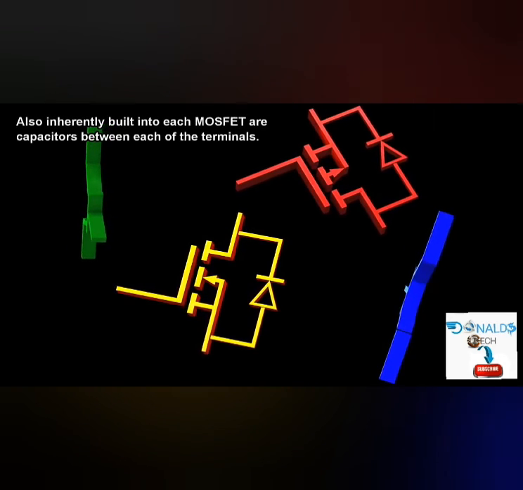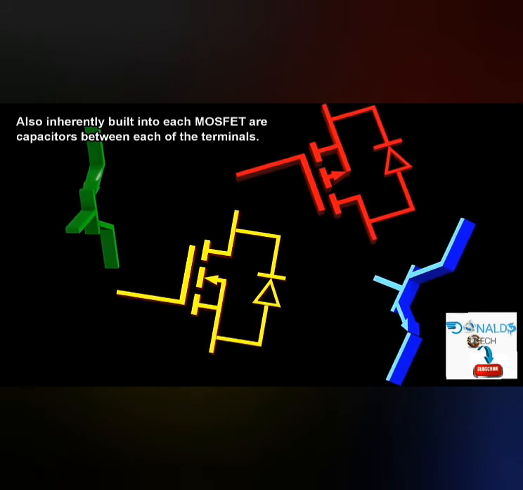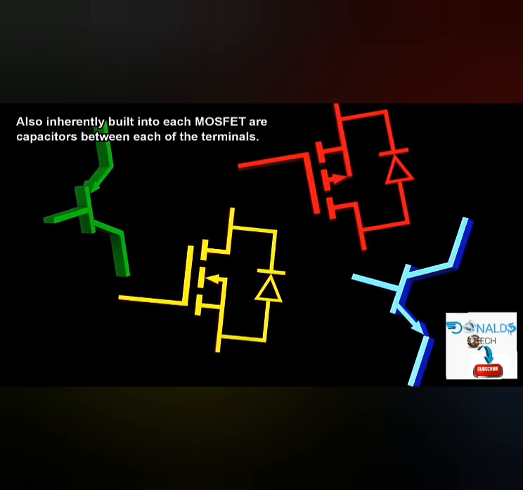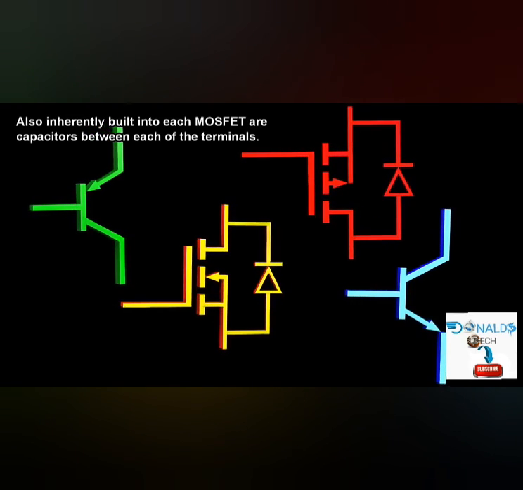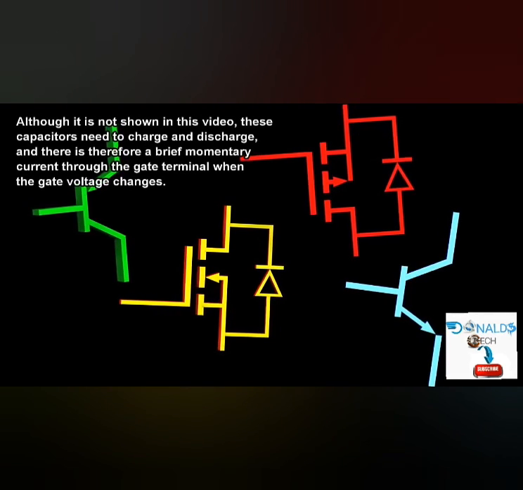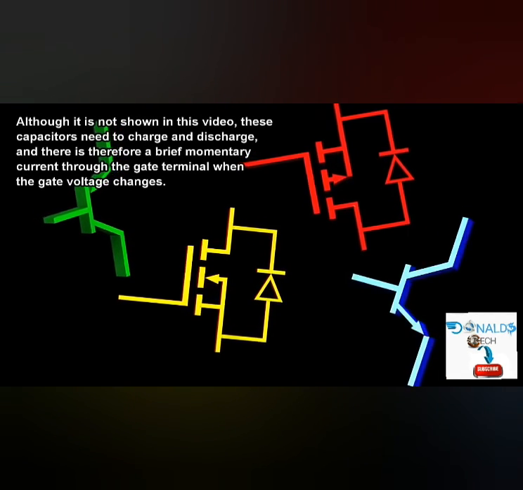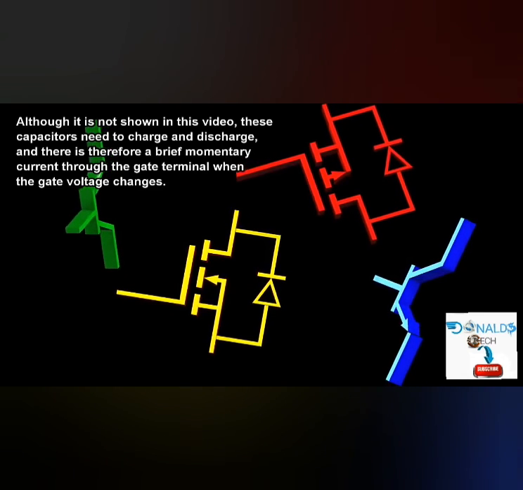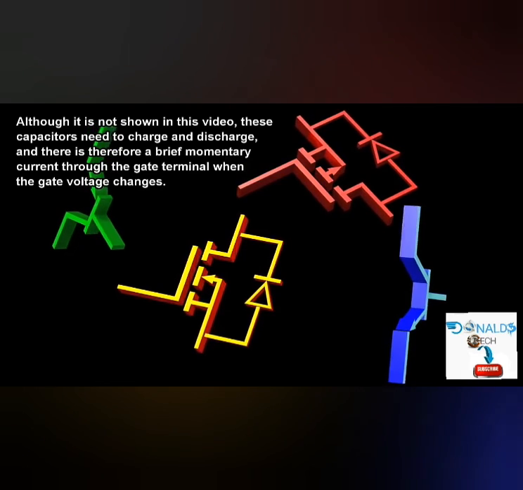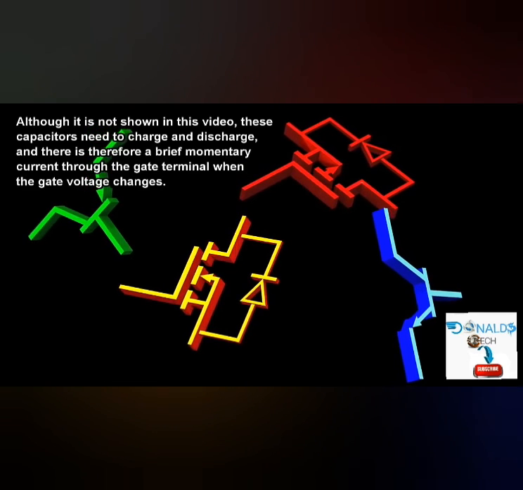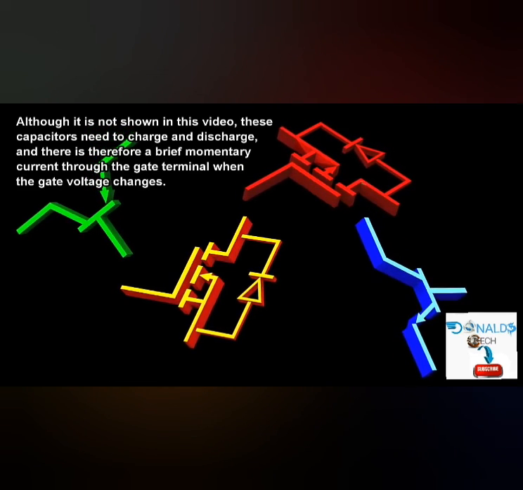Also inherently built into each MOSFET are capacitors between each of the terminals. Although it's not shown in this video, these capacitors need to charge and discharge, and there is therefore a brief momentary current through the gate terminal when the gate voltage changes.